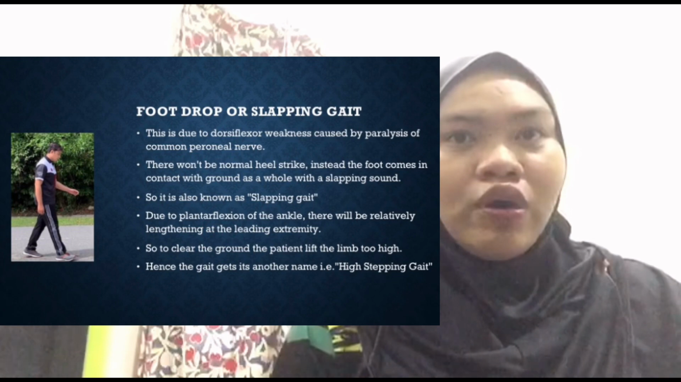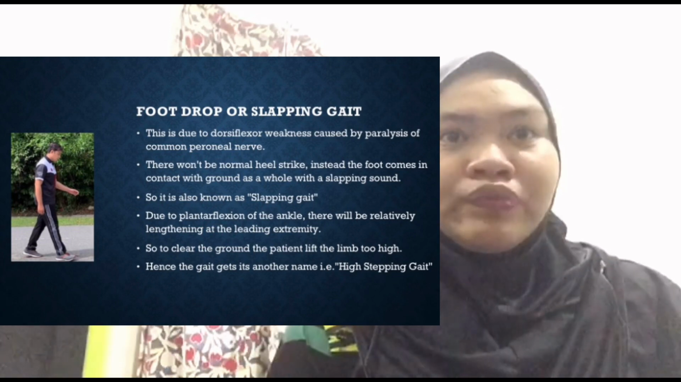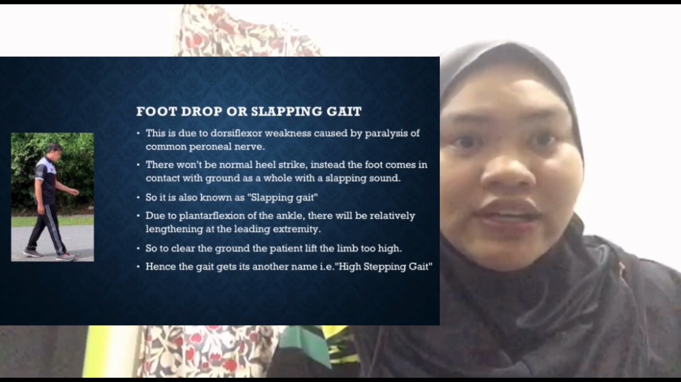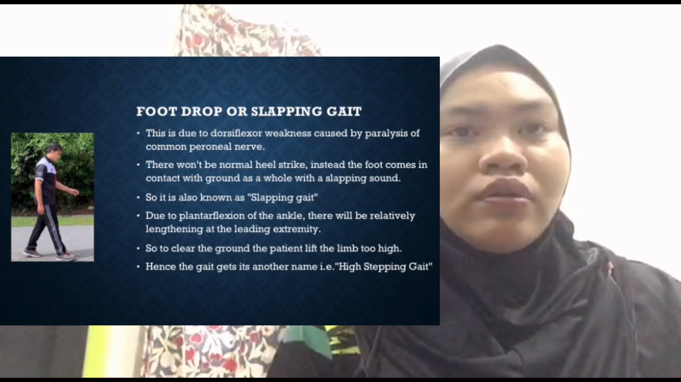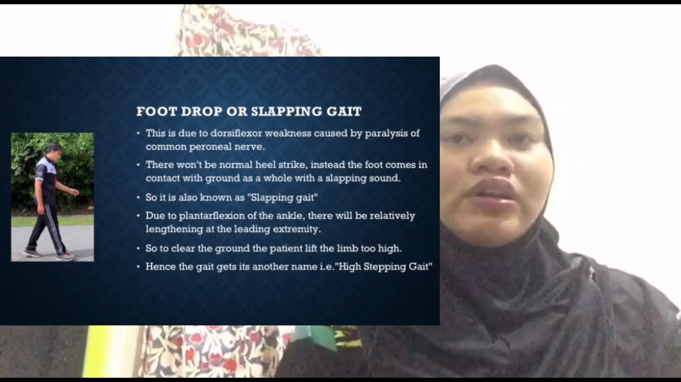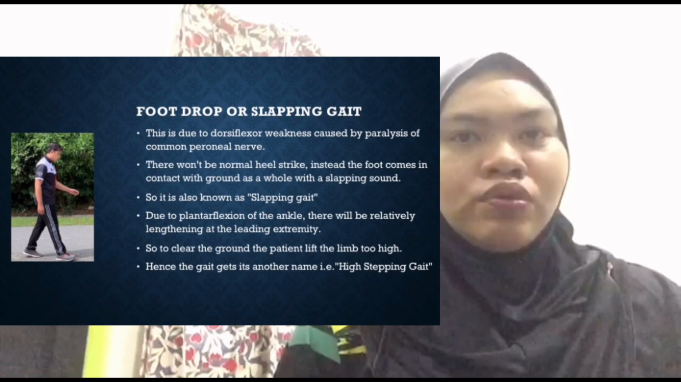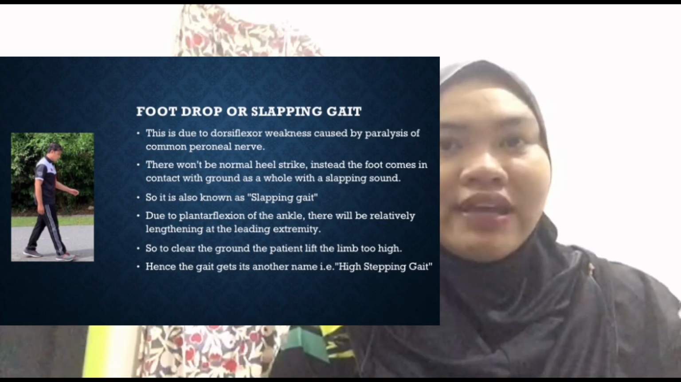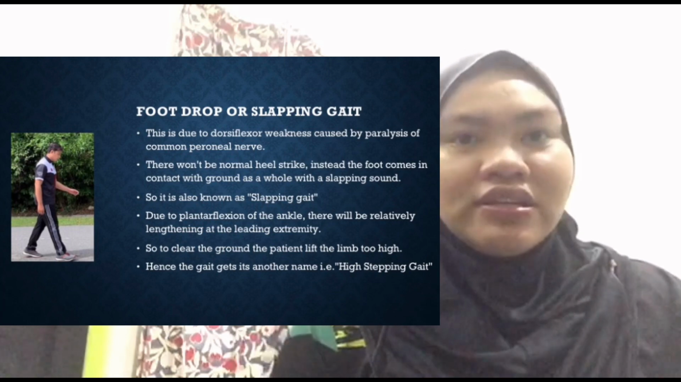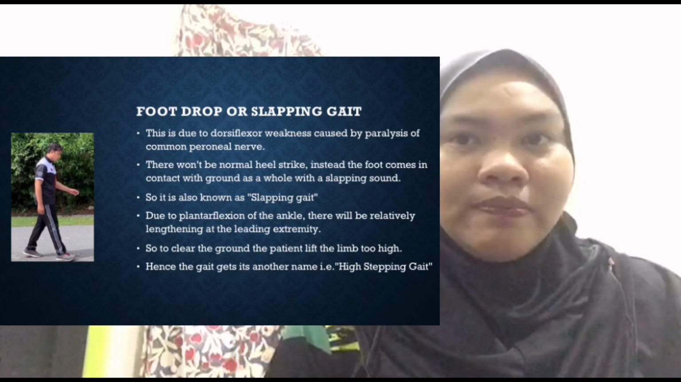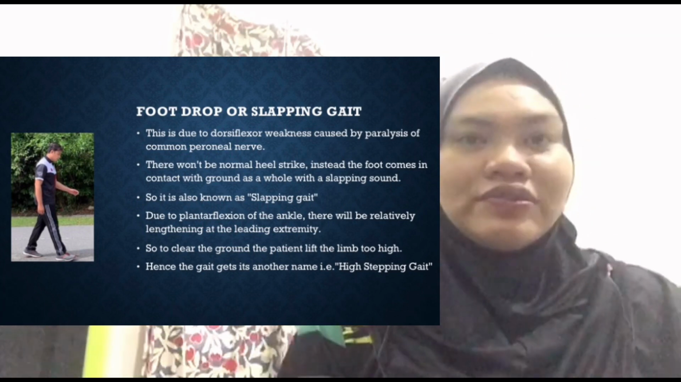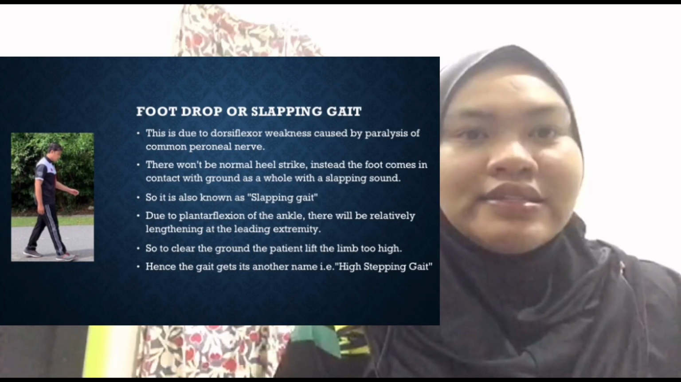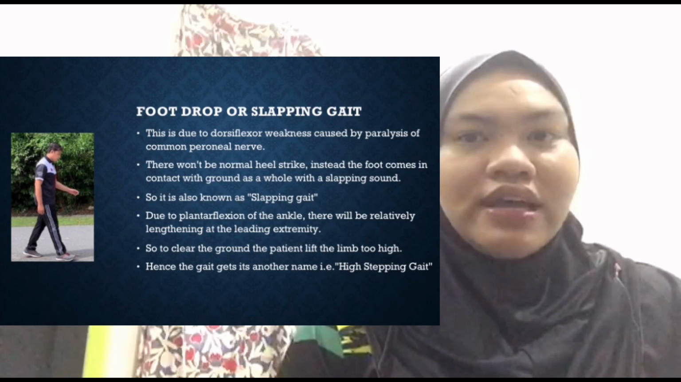For the foot drop or slapping gait, this is due to dorsiflexor weakness caused by paralysis of the common peroneal nerve. Second, there won't be a normal heel strike. Instead, the foot comes in contact with the ground as a whole with a slapping sound. So it is also known as slapping gait, due to plantar flexion of the ankle. There will be relative leg lengthening at the leading extremity. So, to clear the ground, the patient lifts the limb too high. Hence the gait gets another name, high stepping gait.